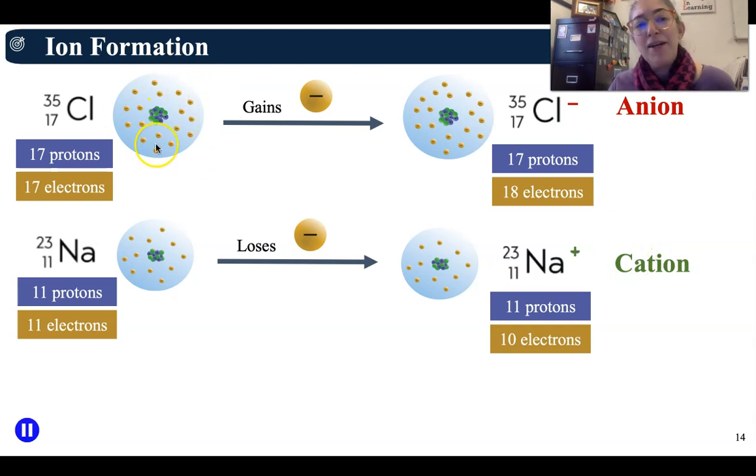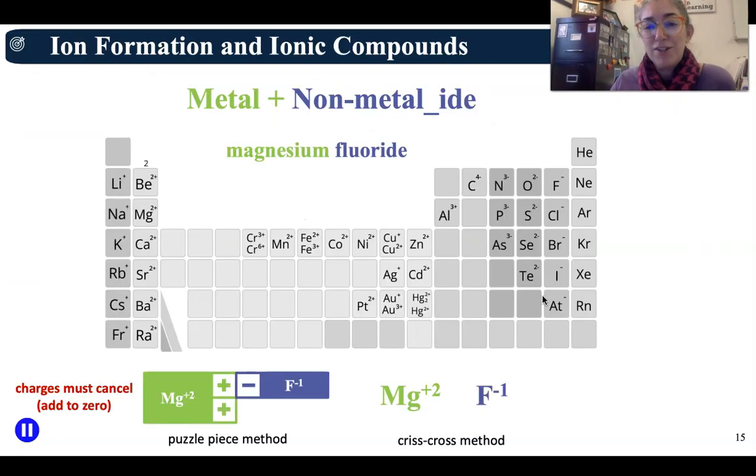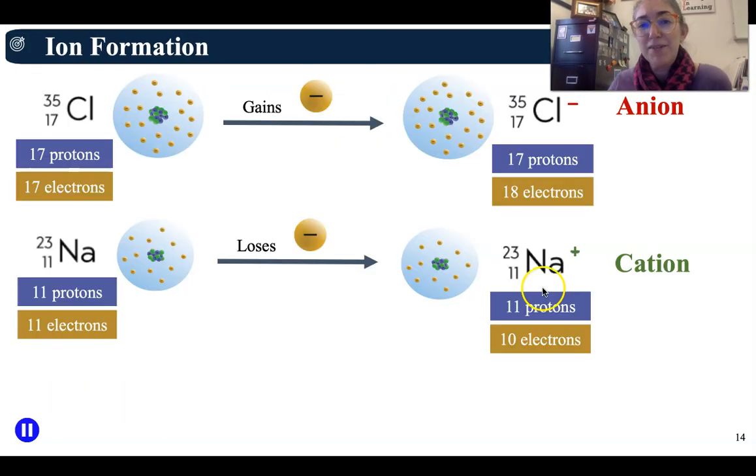Anions form when an atom gains an electron. So in this case, chlorine gains an electron. 1 electron, so then it has 1 extra electron, so that's 1 extra negative charge. Sodium, in this case, loses an electron, and therefore it has an extra proton, more protons than electrons, so it has a positive charge. It's a little bit counterintuitive. When you gain electrons, the charge goes down. When you lose electrons, the charge goes up.